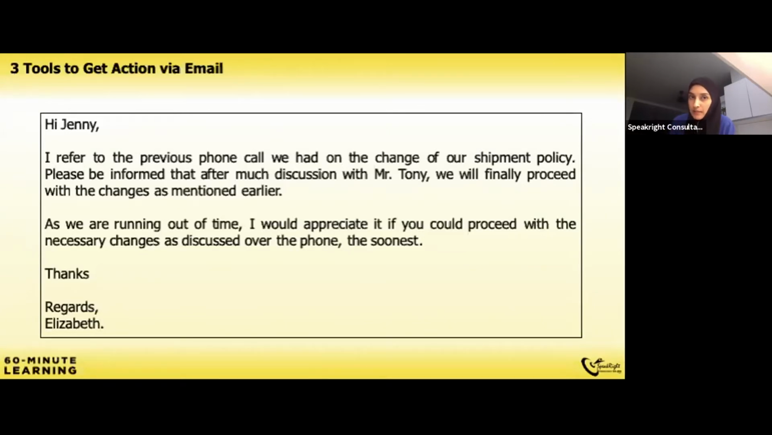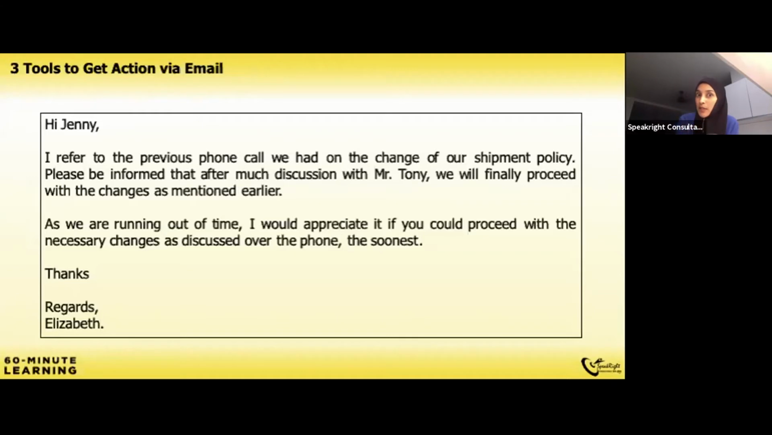I repeat, okay? Look at this email. We will go through it later, all right? There are some issues in this email whereby Elizabeth might not get the response she needs. There are three important elements lacking in this email that would otherwise make it more effective when making a request.